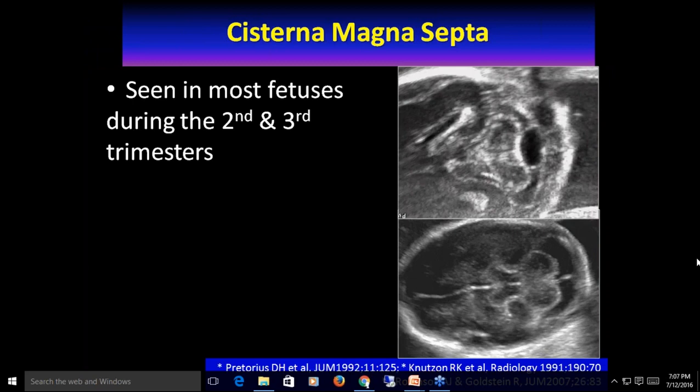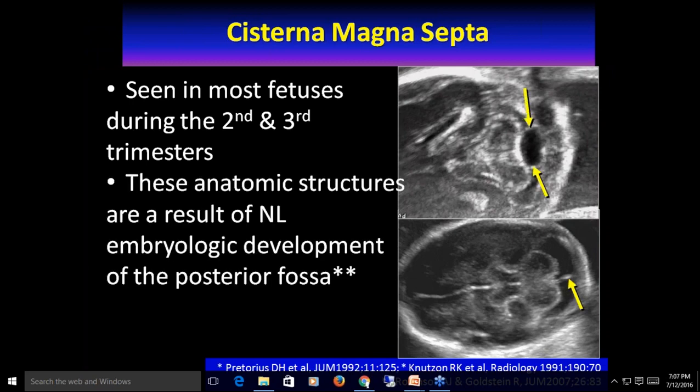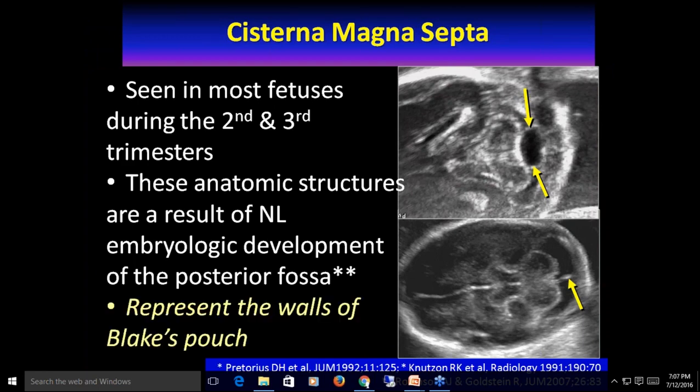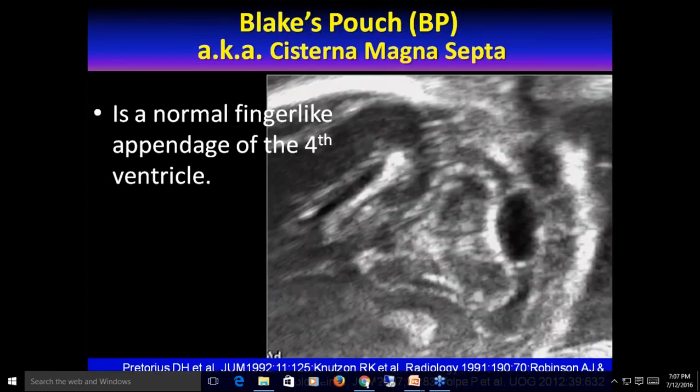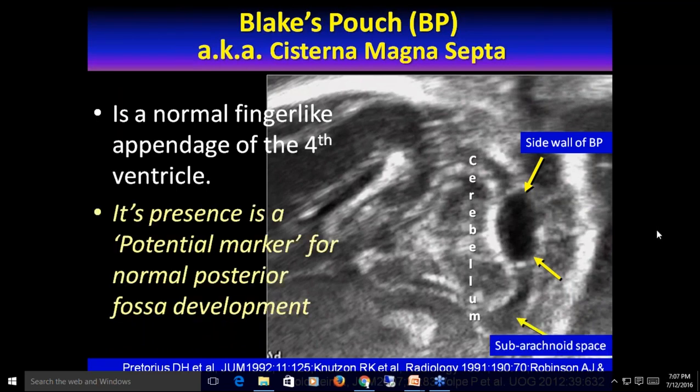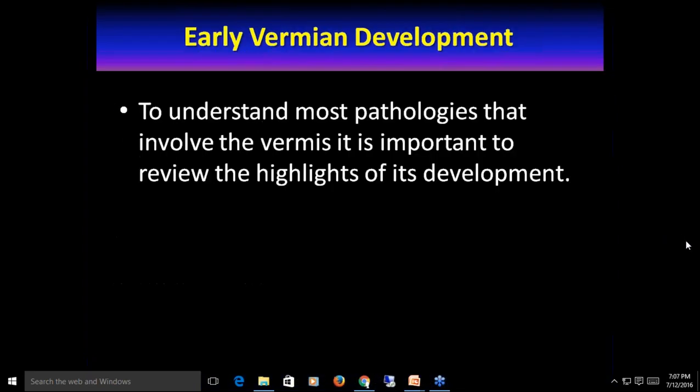Cisterna magna septa are seen in most fetuses during the second and third trimester. These anatomic structures are a result of normal embryologic development of the posterior fossa and represent the wall of Blake's pouch. Blake's pouch is a normal finger-like appendage of the fourth ventricle. Here we see the side walls of the Blake's pouch. Here we have the cerebellum. Its presence is a potential marker for normal posterior fossa development.